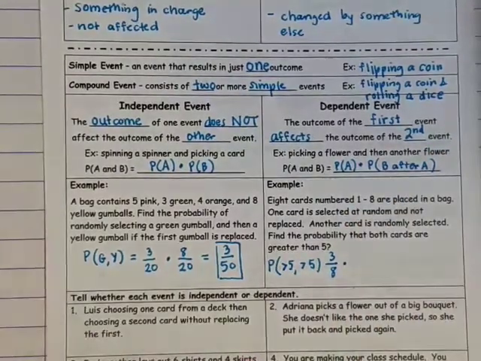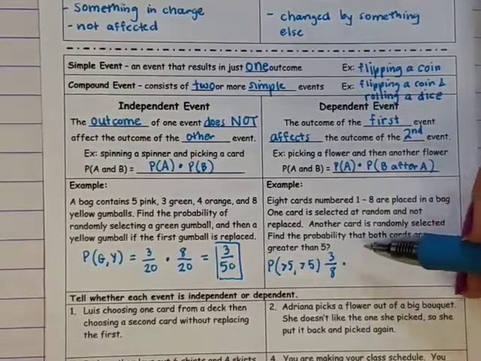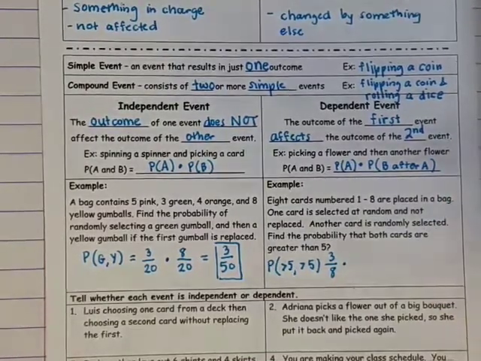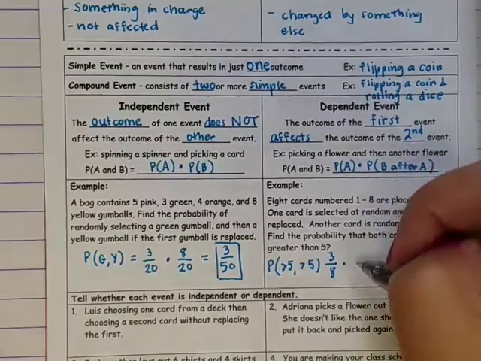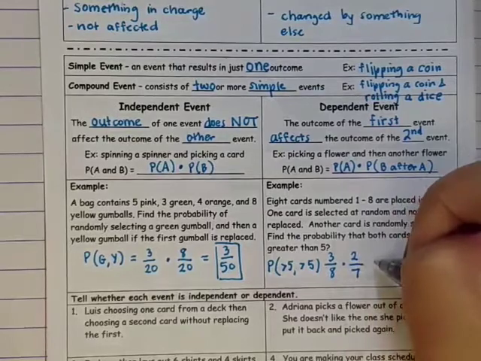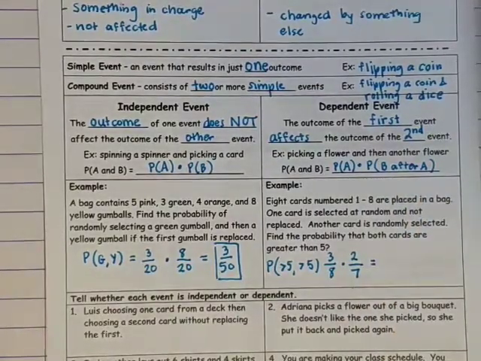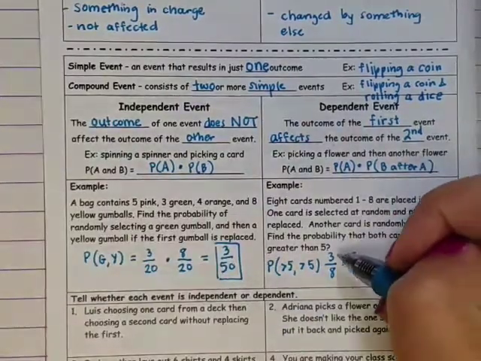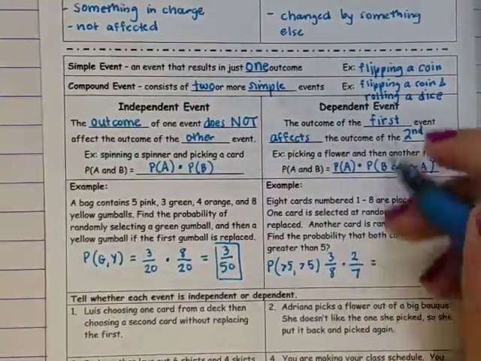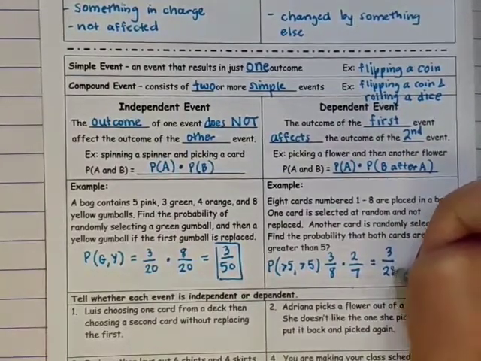And then the second time, well, now if you pulled a card that was greater than 5, then now you only have 2 left, and then you only have 7 cards. So then you get to multiply those, and I can do some simplification right here, so I get 3 out of 28.